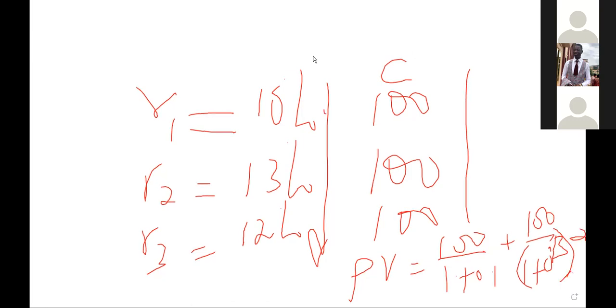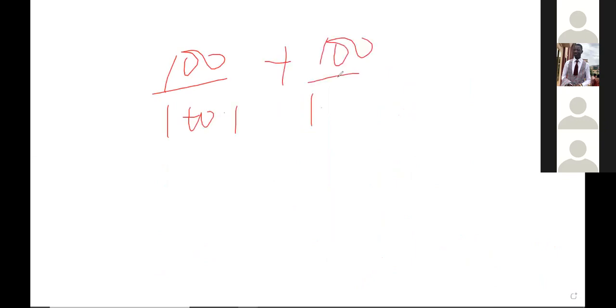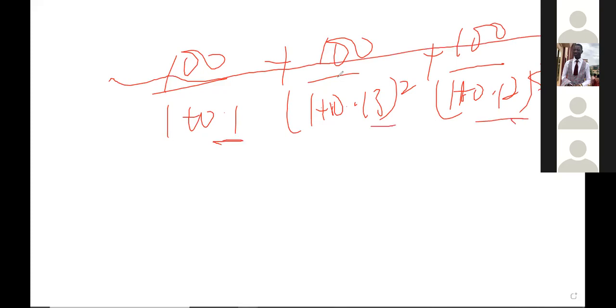I'm writing at the extreme end of my list. So you do 100 over 1 plus 0.1, plus 100 over (1 plus 0.13) all squared, plus 100 over (1 plus 0.12) raised to the power 3. Even though this is an annuity, the rates are different, so you cannot use that.